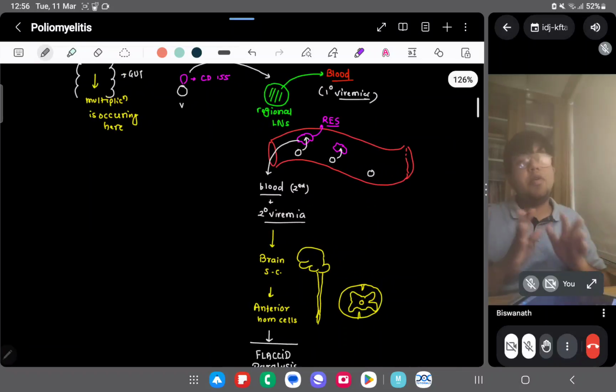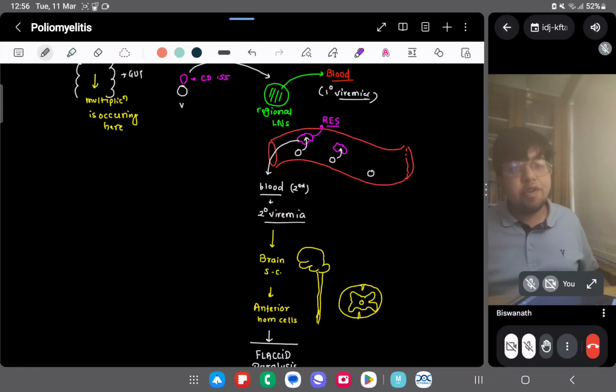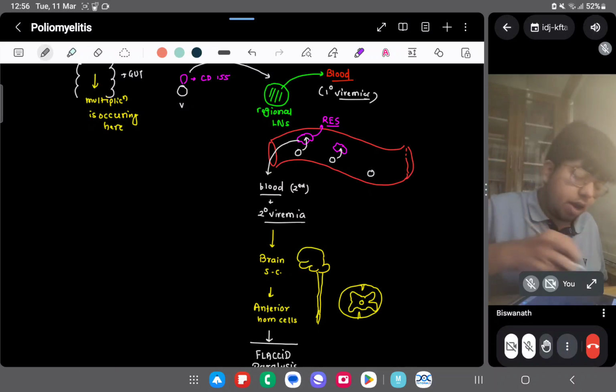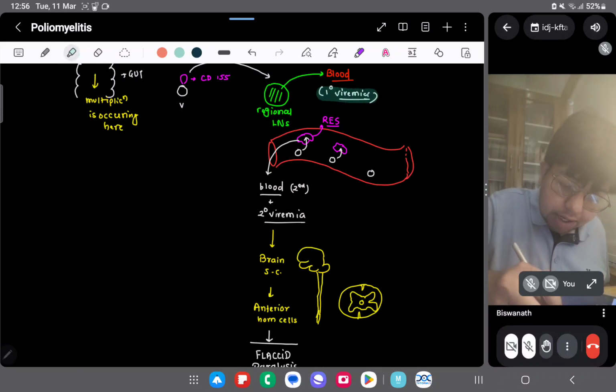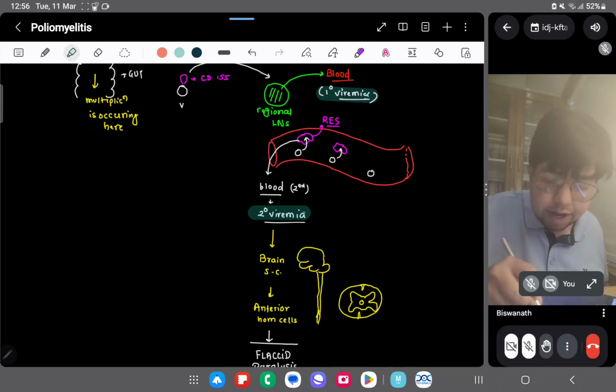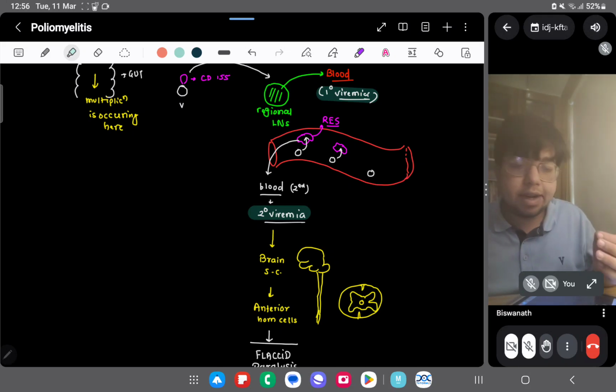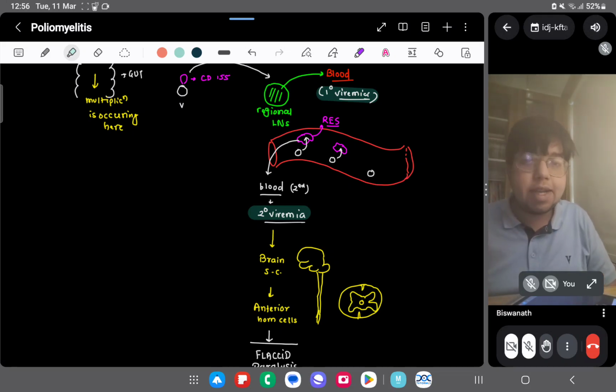So I told you about the path taken by the polio virus to enter the blood, via primary viremia, and twice it is entering the blood, primary viremia and secondary viremia. After that, it is entering the brain, the spinal cord, and the anterior horn cells, producing flaccid paralysis, which is called the gray matter myelitis.